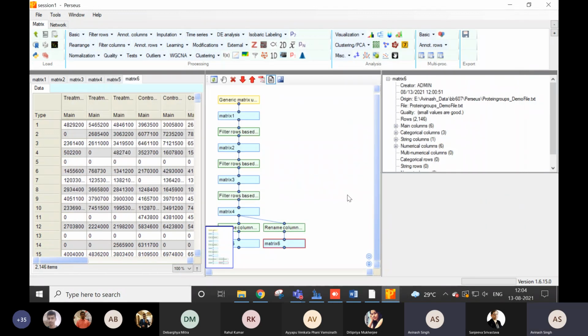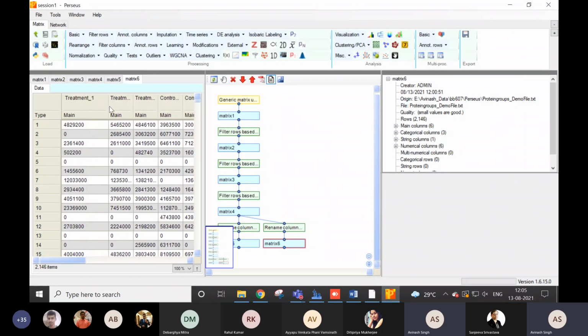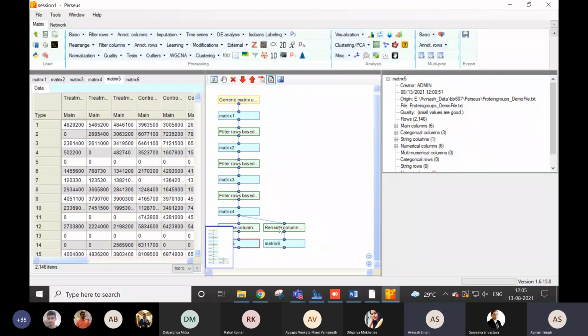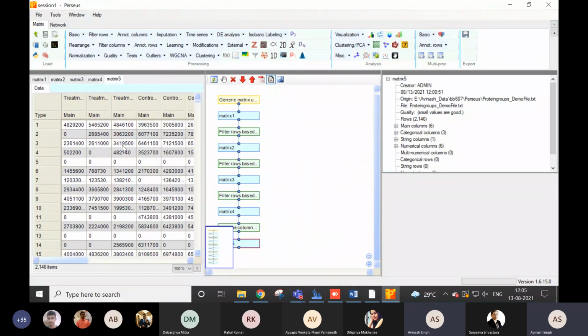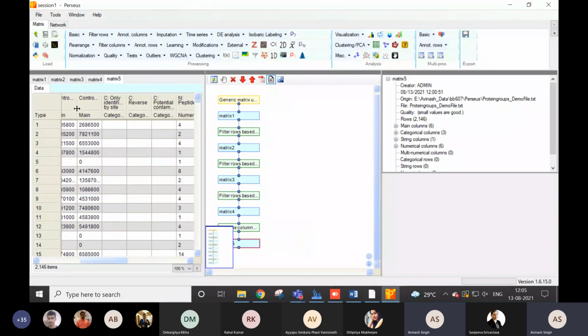You can see that just by clicking, the other unnecessary text is removed from the matrix. Now the next part is to categorize our groups. Here you can see that in this file we have two kinds of samples: one is the treatment and one is the control. If you want to delete certain columns, just select those columns and you can delete them. After that, you can categorize your samples.